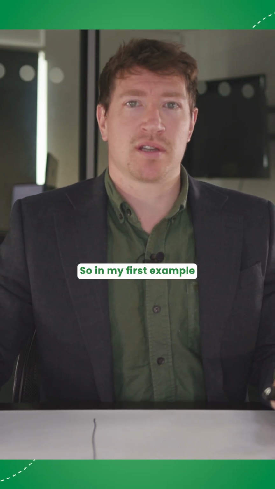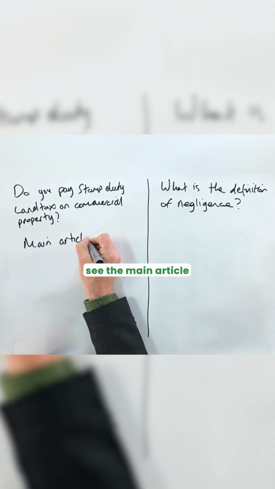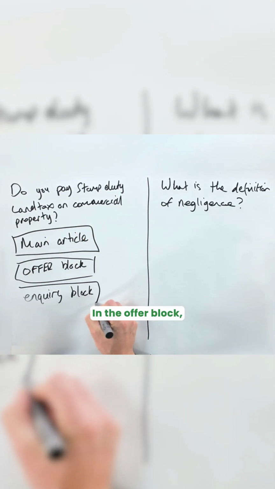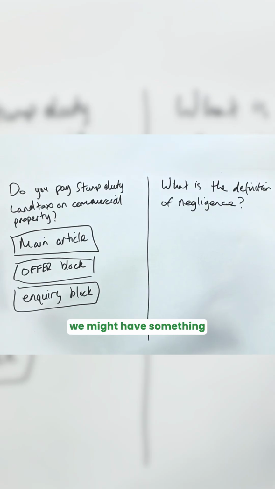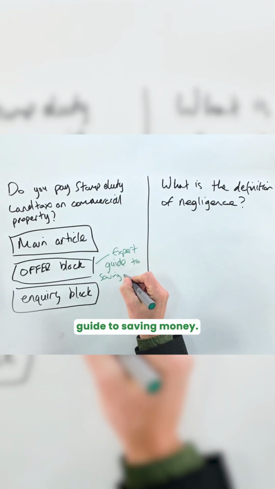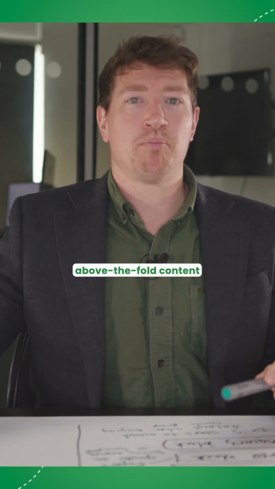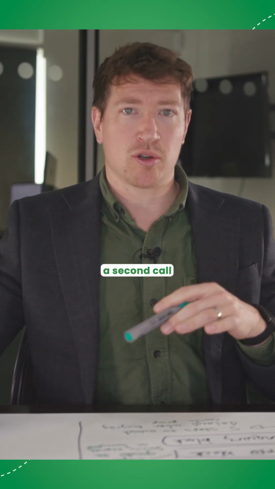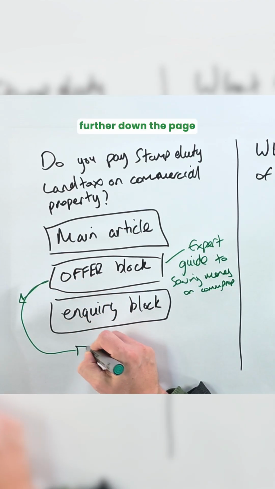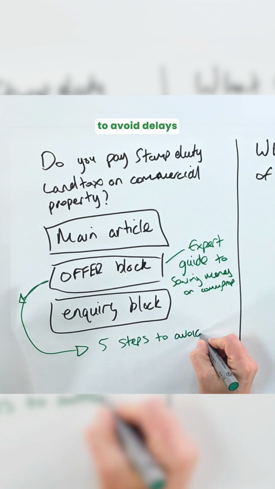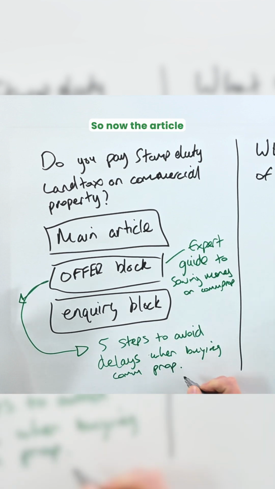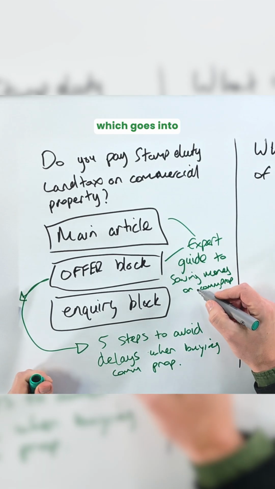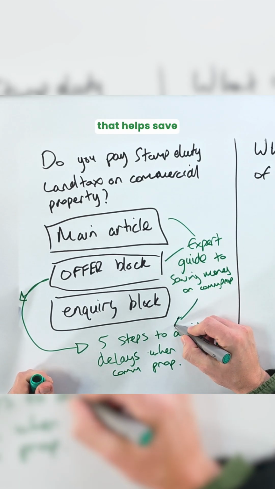In my first example, we would typically see the main article, an offer block, and then an inquiry block. In the offer block, we might have something like an expert guide to saving money. Now, we would add above the fold content as that upgrade, and then you might have a second call to action further down the page with 5 steps to avoid delays when buying commercial property. So now the article goes into a guide, which goes into something that helps save even more money.